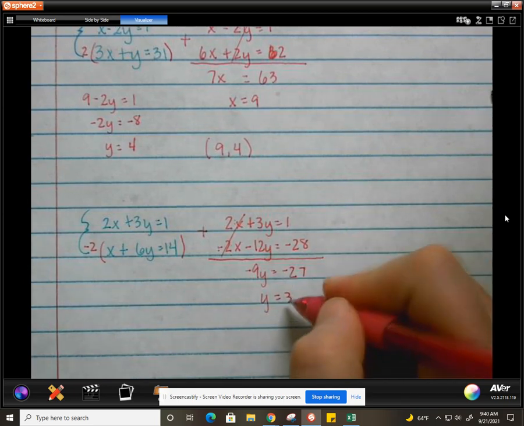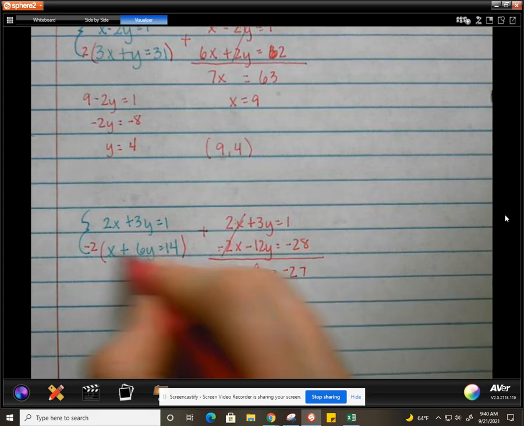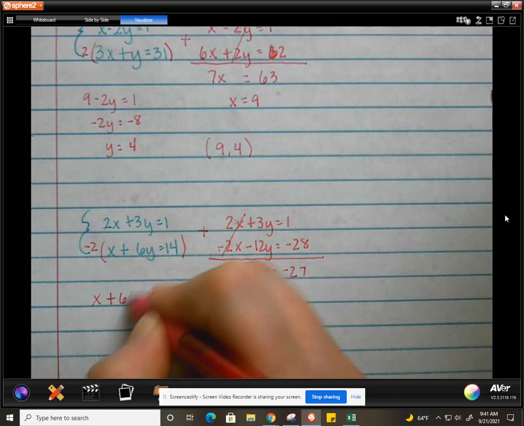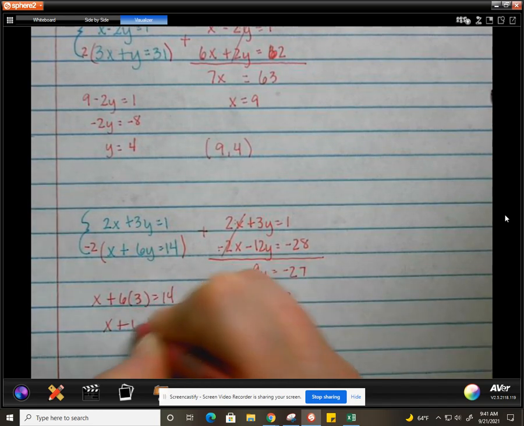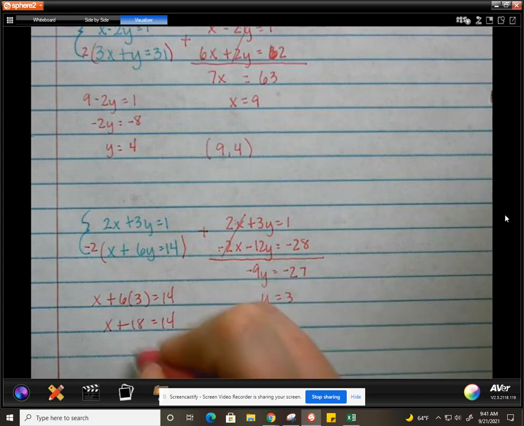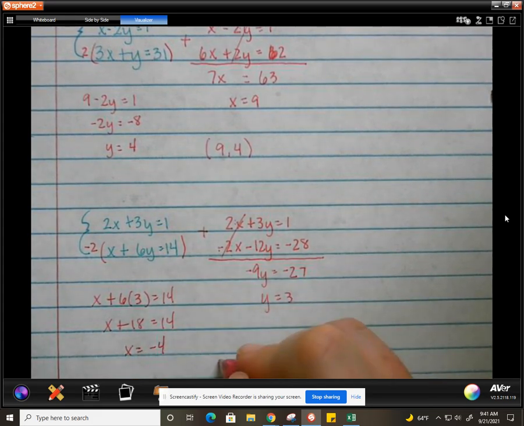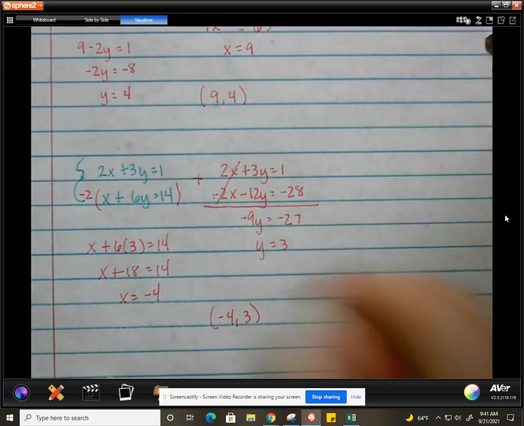Now I just take the 3 and plug it back into one of my equations. Does not matter. I'm going to go with the bottom one again, the original. We're going to do x plus 6 times 3 equals 14. So I get x plus 18 equals 14. And when I subtract 18, I'm going to get negative 4. So my final answer for this problem would be negative 4, 3.